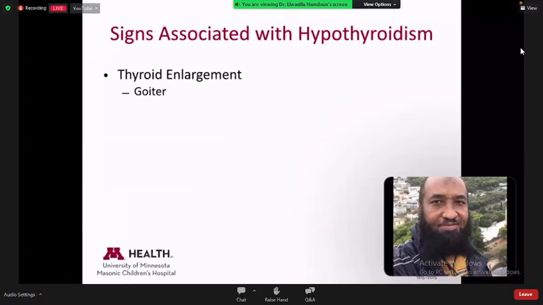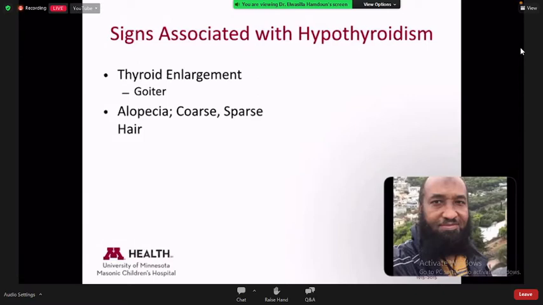Now, signs of hypothyroidism in your clinical exam. Goiter, not always present, but remember, if you have symptoms of hypothyroidism and then you have an enlarged gland, it's likely going to be hypothyroidism. Alopecia, the hair is usually coarse, sparse. Remember, hair problems with thyroid disorder could be an association, but not a causation. It means hypothyroidism may not be the direct cause of the hair problem, but there is a kind of autoimmune alopecia along with it.